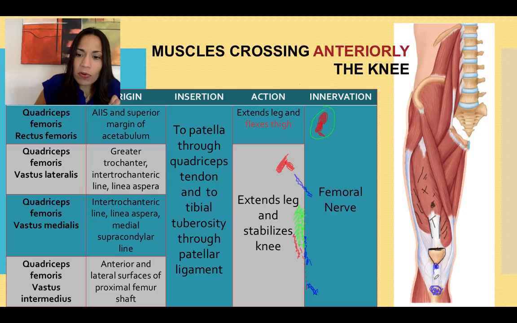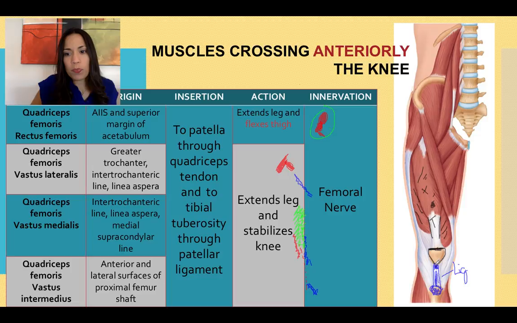What is that? Is it a tendon? No, it's a ligament, right? It's a ligament because it's attaching two bones, between the patella and the tibia.